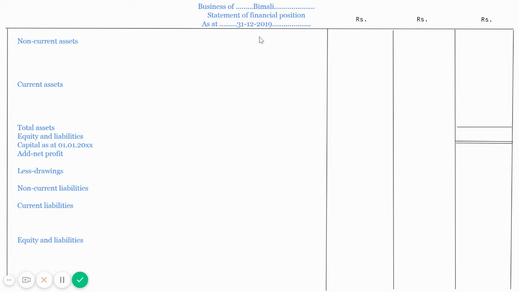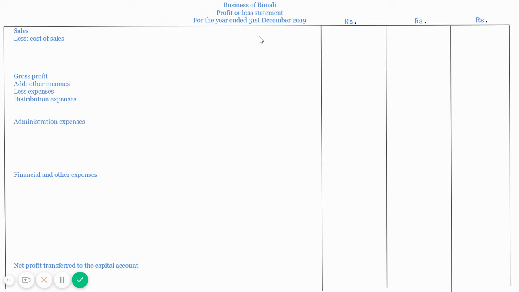Right. Now, when we go to the profit or loss statement, you have to write the word sales as the first item and write less cost of sales. And after that, you have to leave about 5 lines before the word gross profit. Before the word gross profit, you have to leave a gap of 5 lines. With my previous experiences, I'm telling you, always this will be enough. 5 lines you have to keep.